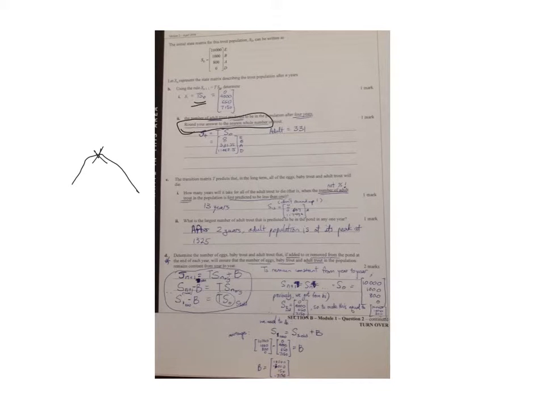Now, part D is the important one. If you read the 2013 past examiner's report, it'll tell you that a lot of students didn't do this question. I did it a gazillion ways. It looks super complex, but really it's not that complex. Determine the number of eggs, baby trout and adult trout that, if added to or removed from the pond at the end of each year, will ensure that the number of eggs, baby trout and adult trout in the population remains constant from year to year. This is very similar to the SEC question that we did. The key is remain constant from year to year.